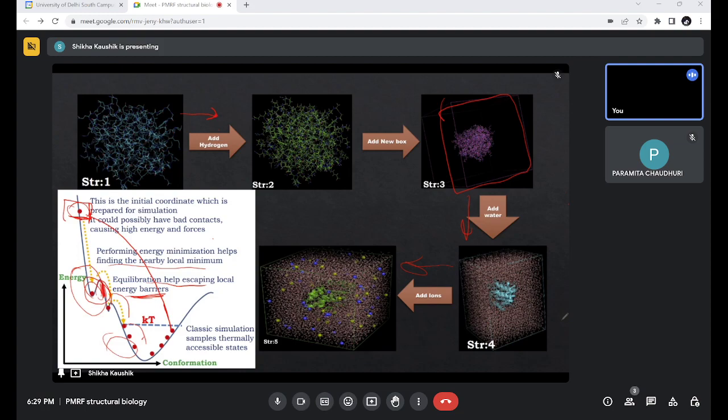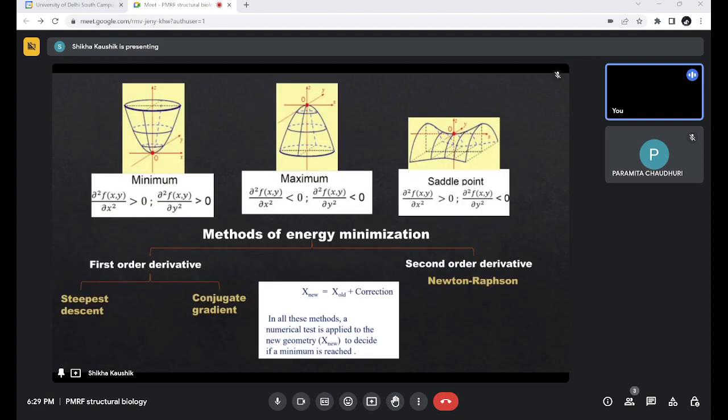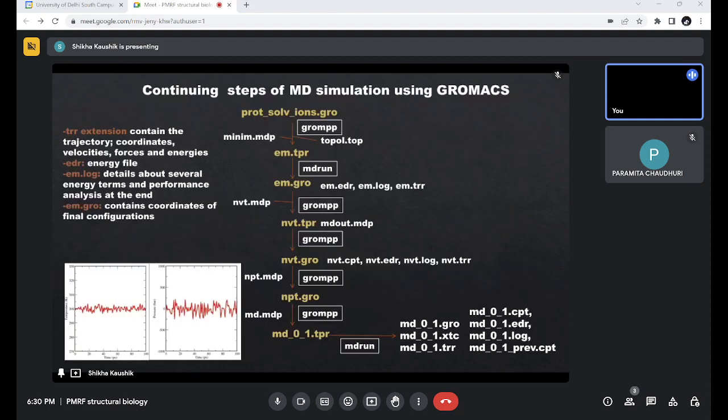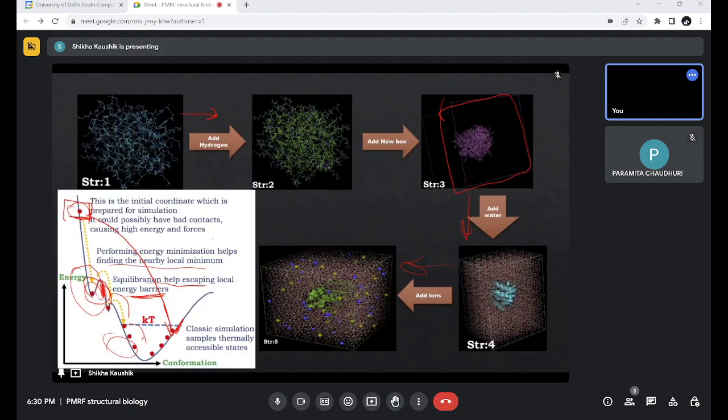We're not going to take our system directly to the lower energy state. There are tools that help us do this minimization, and we have different methods, using either first order derivative or second order derivative, depending upon the situation and our experiment. We just need to take this system from a higher energy level to a lower energy level, and it's not going to be direct. It will take several steps to achieve the lowest energy state.